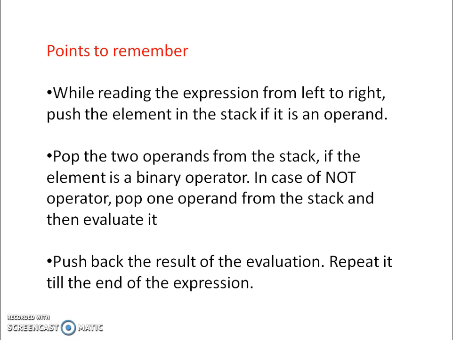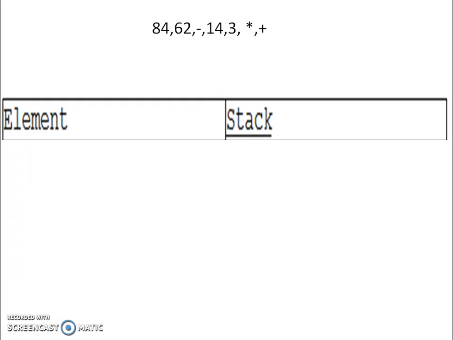Let's get started now. The example was 8 4 6 2 minus 1 4 3 asterisk and plus sign. For evaluating this, you can draw a table with 2 columns, or you may even use a third column for calculation purposes. But here we are using only 2 columns because that is all that is required. The left column is element, which means the element we are scanning. And the second column is stack. This is the stack where we are going to push the operands.